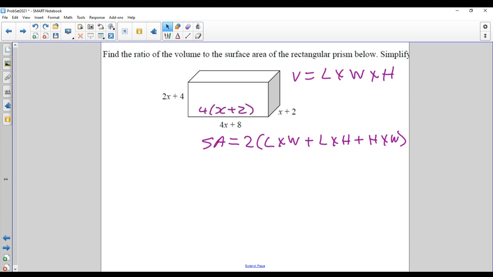Can the left side, the height that is, be factored as well? Go ahead, Ashton. Take out the 2, and what are you left with? Good. So one side is 2 times x plus 2. One side is 4 times x plus 2. One is just x plus 2.